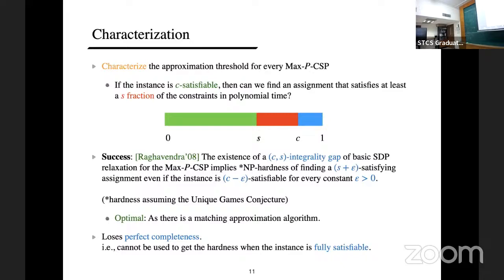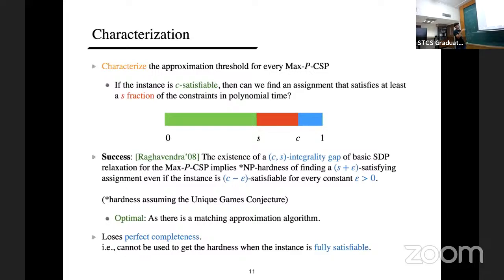So the thing that is not good in this hardness result is that we can't say anything about satisfiable instances, because you always lose epsilon in the hardness result. So this result won't be able to tell me, if I give you a Max-CSP instance which is satisfiable, what is the best that you can do. And that was the reason in the table that I showed, there's a difference between almost satisfiable versus satisfiable.